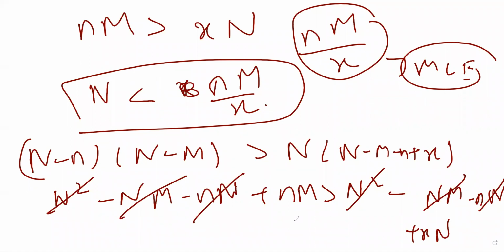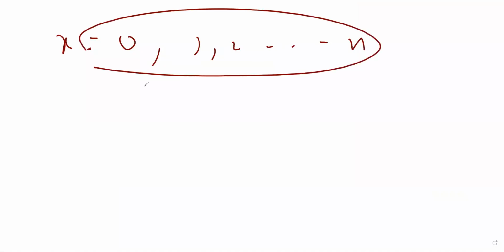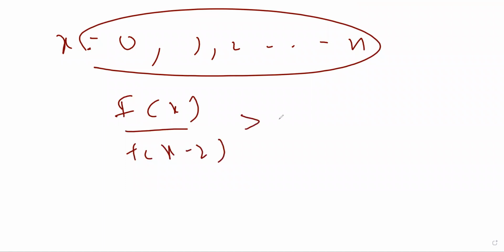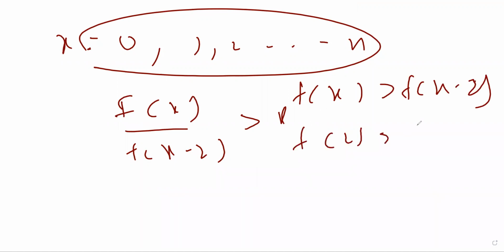Hello, are you able to listen to me? Yes, sir. Sir, I'm not sure of it. Why do we not take it? Yeah, because see, you are telling me that suppose x is taking values 1 to n, and fx upon fx minus 2 will be greater than 1. So fx is greater than fx minus 2. Suppose x is here, f of 2 is greater than f of 1, f of 0.